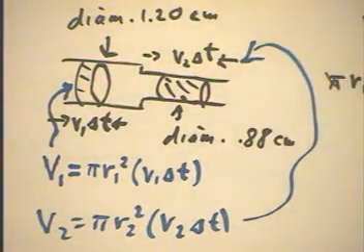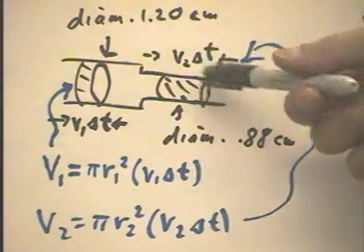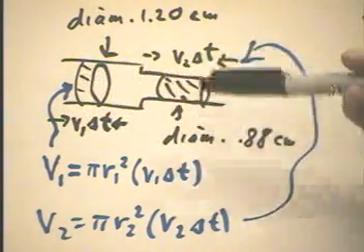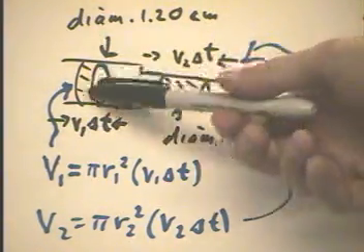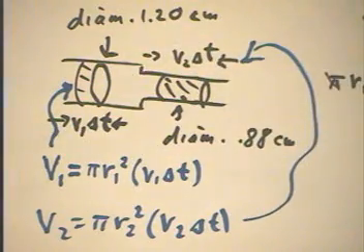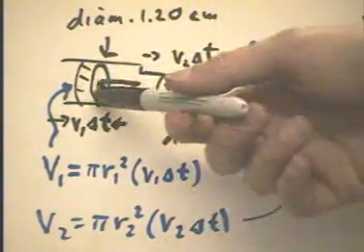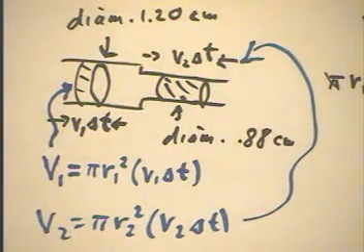The reason for that is that if the volumes weren't equal, then fluid would be accumulating someplace. If this volume is greater than this, the fluid has to be coming from someplace other than here. And that doesn't happen. There's no buildup of fluid. We don't get extra fluid into the system. Whatever's there is there.